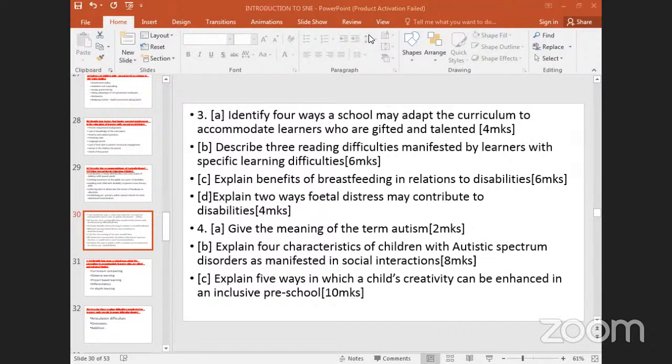So, let me ask, what about if you say modify the time? Modifying time. What do you mean by modifying time? Adjusting the time, or improving the teaching learning strategies. During teaching and learning like that, it can work.